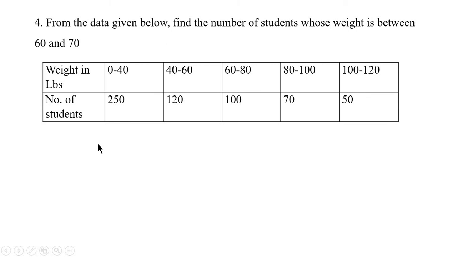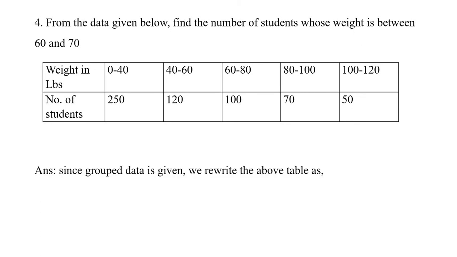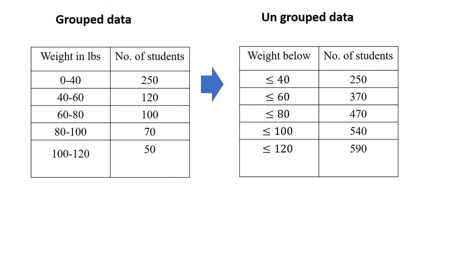Problem 4. From the data given below, find the number of students whose weight is between 60 and 70. We can see that from the table we have grouped data. We are going to convert it to ungrouped data. That is, the number of students who weigh between 0 and 40 is 250. The number of students who weigh between 40 and 60 is 120.